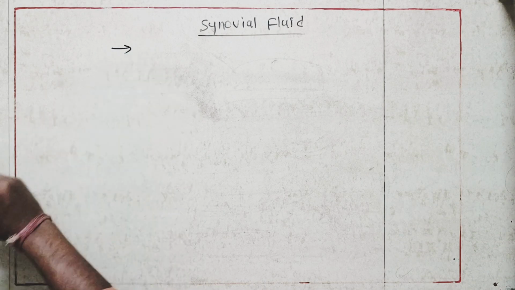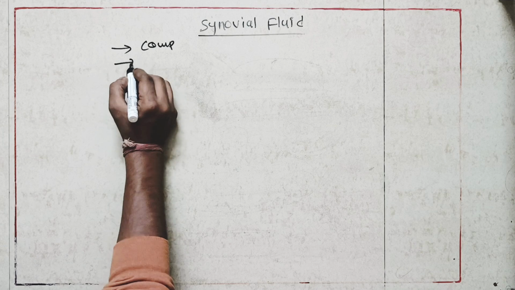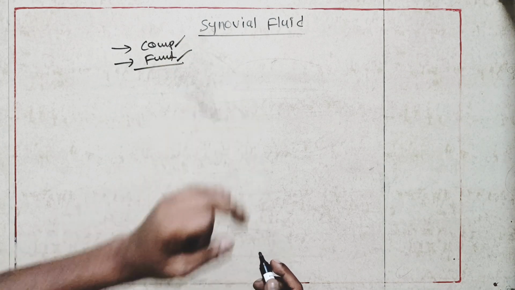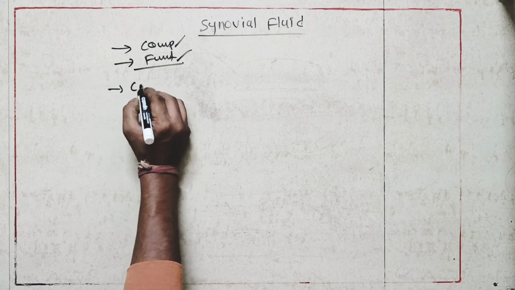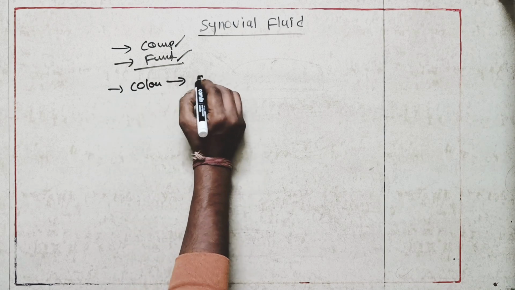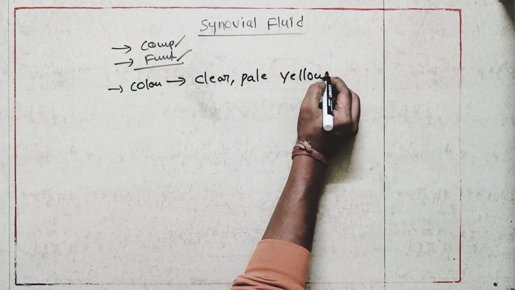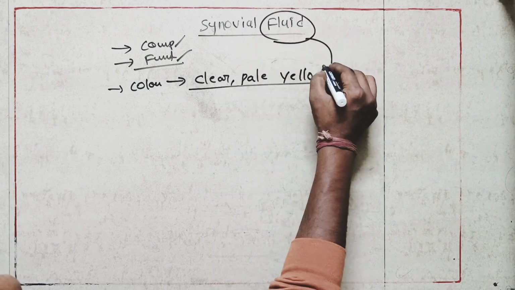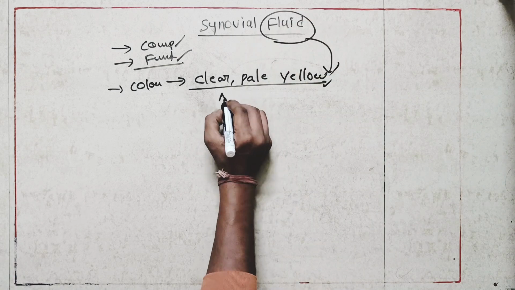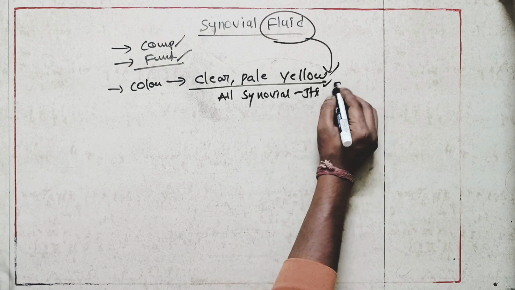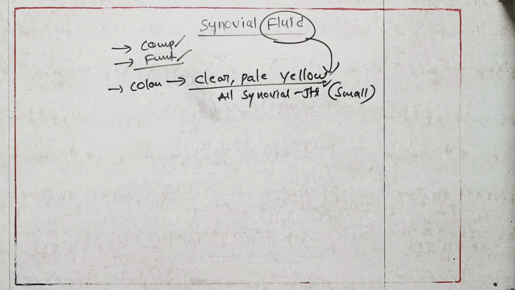Okay, we saw its composition and its function also. Now we will see the color of the synovial fluid: it is a clear pale yellow color. Synovial fluid will be present in all synovial joints in a small amount. Right? A small amount will be present in all synovial joints.